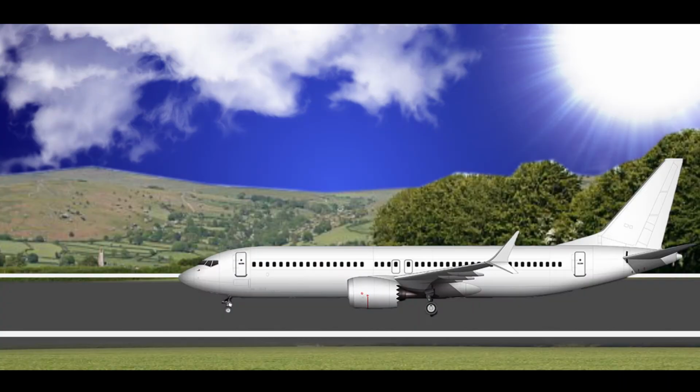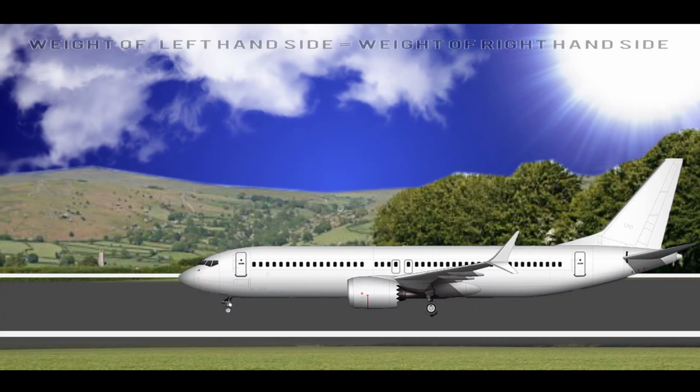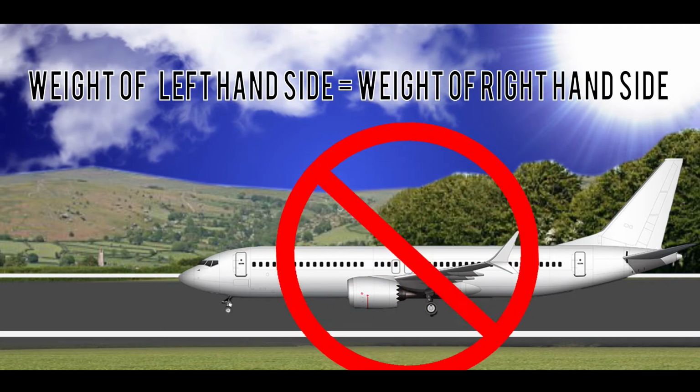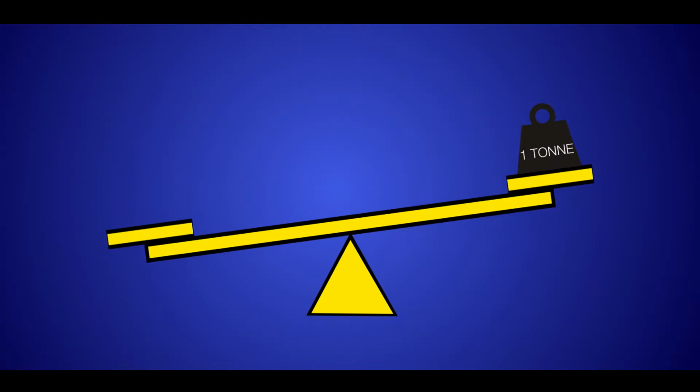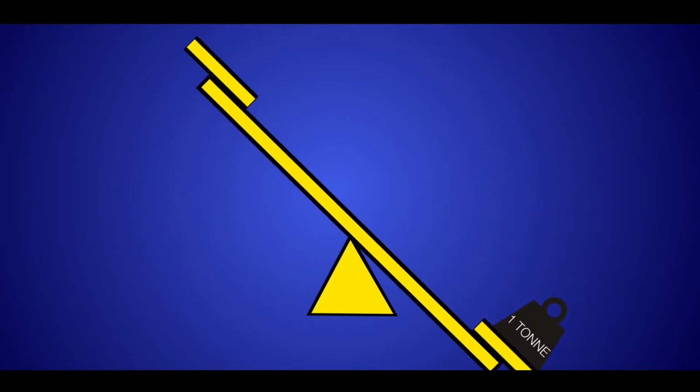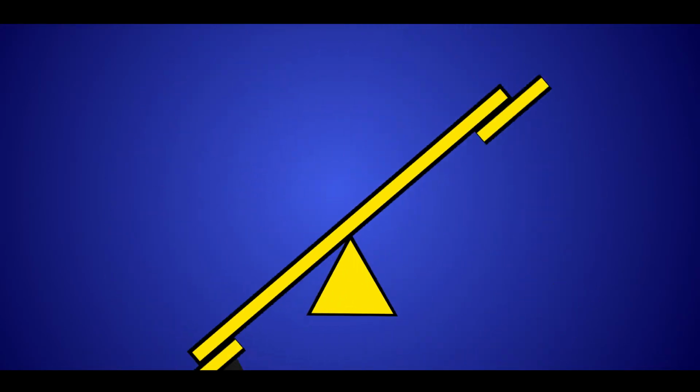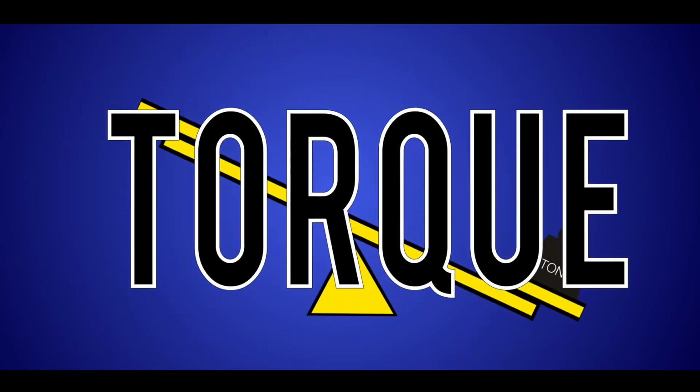When we say a plane is balanced, it means that its weight is evenly distributed. If an aircraft is perfectly balanced, it will not experience any moments while on the ground. The moment of a force is a measure of its tendency to cause a body to rotate about a specific axis. This is often called torque.